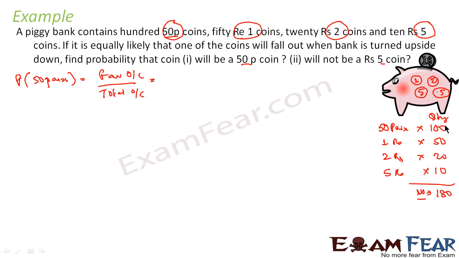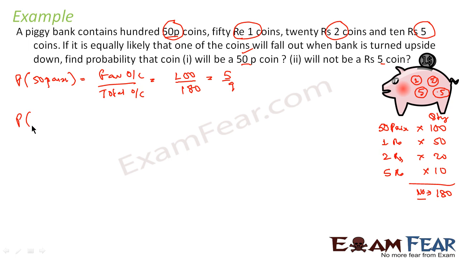So favorable outcome for 50 paisa is 100 because there are 100 50-paisa coins. Total outcome is 180 coins. So it is 5 by 9. Problem solved. Second thing is probability it is not a 5 rupee coin.